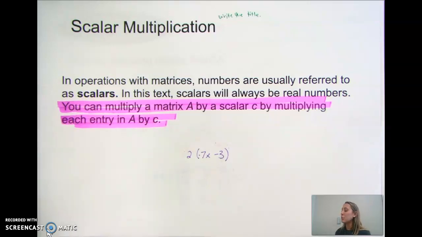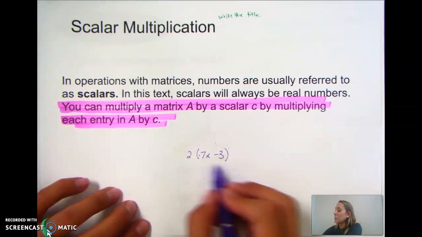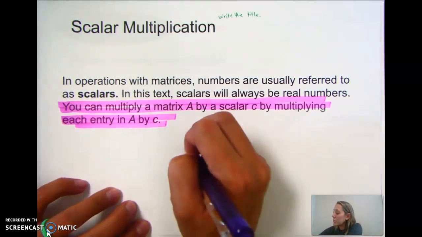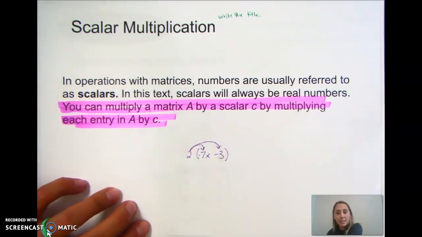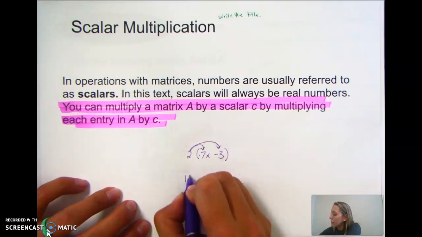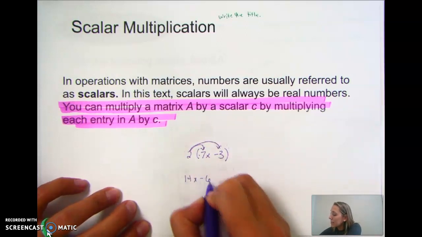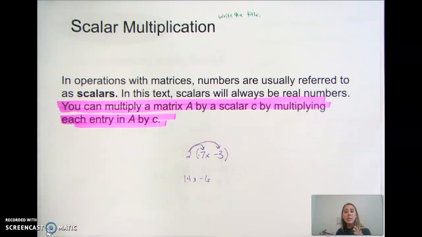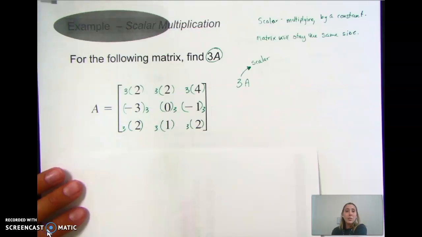So in Algebra 2, we did see things like this, and when we saw that, we would distribute this 2 to both things inside the parentheses. So then we would get 14x minus 6. We're going to use that same idea with matrices. So a scalar is a fancy way of saying a constant. So we are going to multiply any matrix by any constant, and we're going to do some examples to show that.